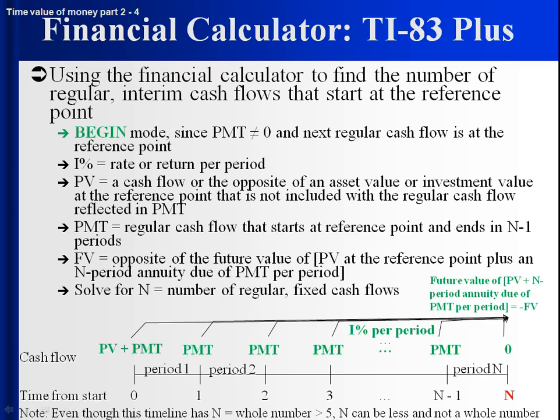If we're in begin mode, it's very, very similar. The only difference here is that your first contribution is going to be at time 0. But again, we're going to be solving for n, which is the number of regular fixed cash flows that are needed to meet our goal. So we put that in. They compound. Are we there? No. Keep going until we meet our goal.